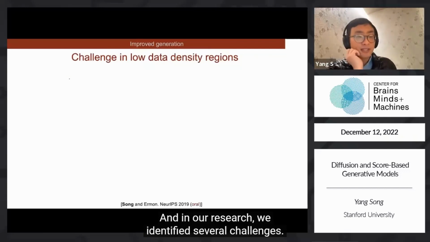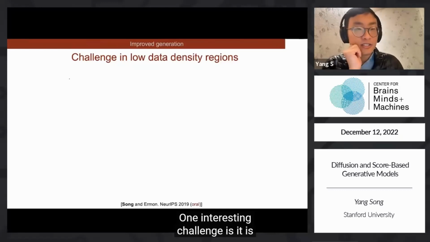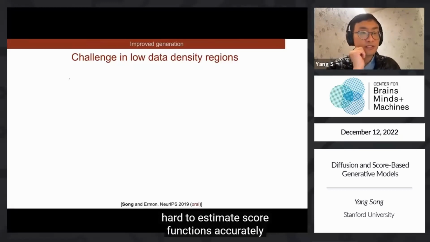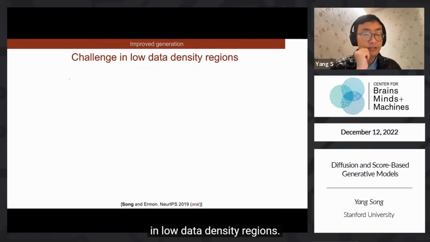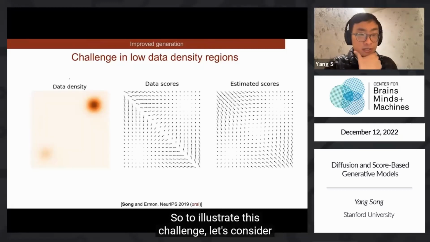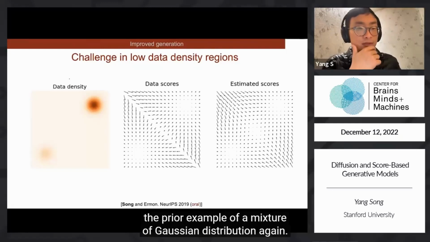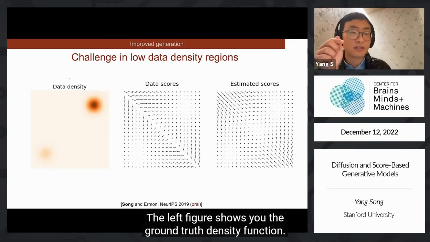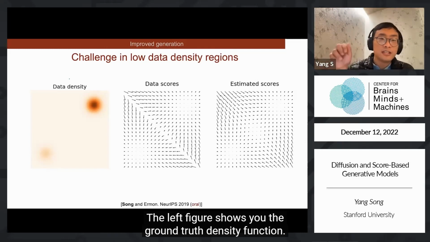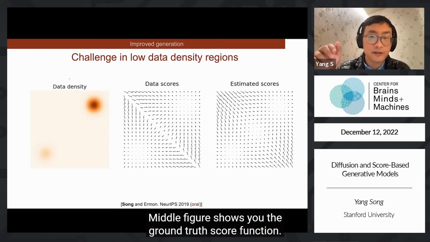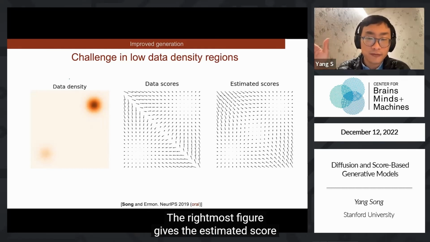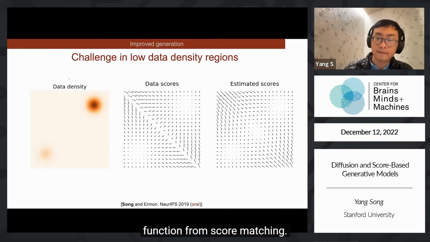And in our research, we have identified several challenges. One interesting challenge is that it is hard to estimate score functions accurately in low data density regions. To illustrate this challenge, let's consider the toy example of a mixture of Gaussian distributions again. The left figure shows the ground truth density function. The middle figure shows the ground truth score function. The rightmost figure gives the estimated score function from score matching.